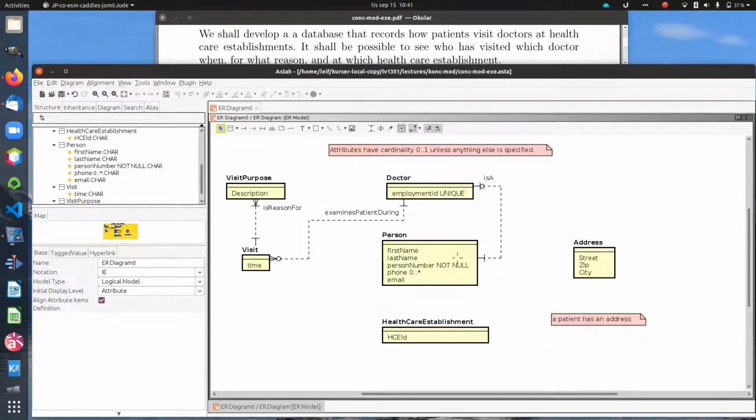Okay, but then let's look at the name. That's interesting. The name was the doctor is a person. That's correct. But why not use inheritance then? Inheritance would be this symbol, like this. So this illustrates that doctor inherits person. This shows that doctor inherits person.